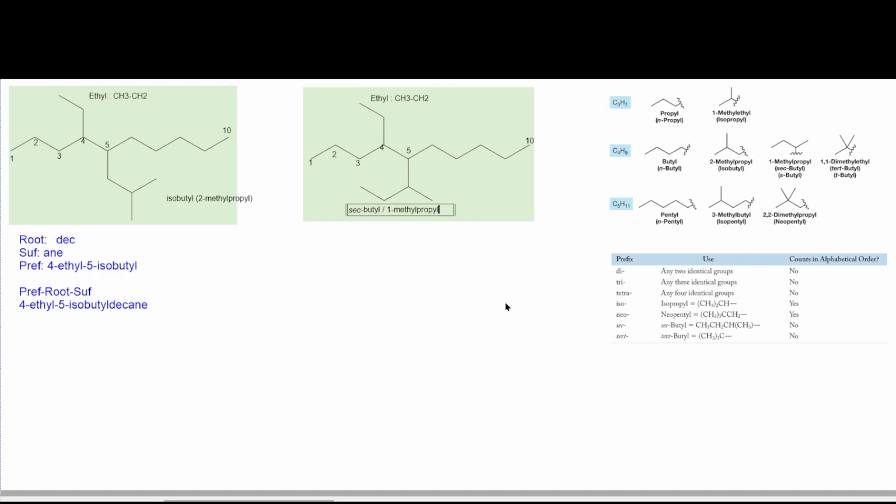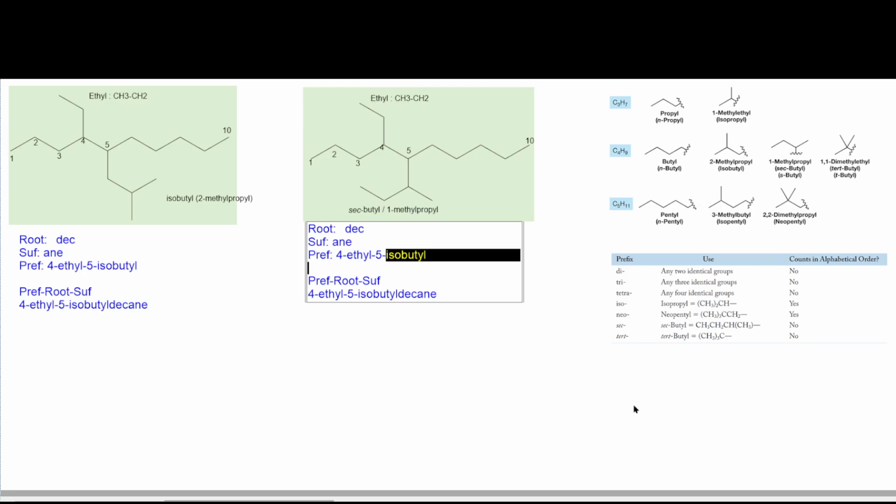If I'm writing this name for any publication or scientific communication, then I would definitely use 1-methylpropyl. Sec-butyl is an old way to name it, but sometimes your teachers may require it, so you have to use sec-butyl in the naming as well. So the root name is dec, the suffix is ane because it's an alkane, and the prefix is 4-ethyl 5-sec-butyl.